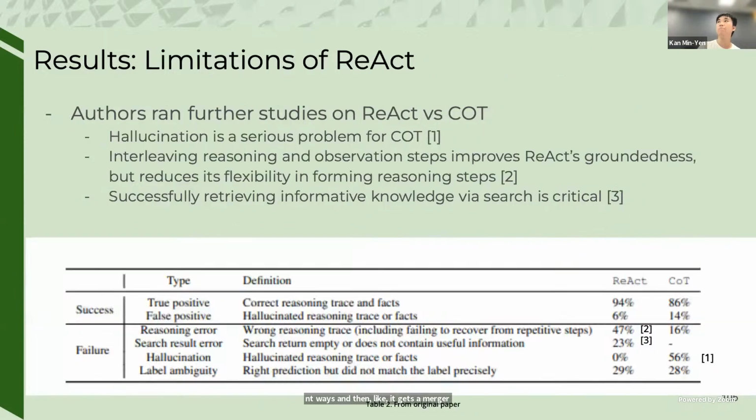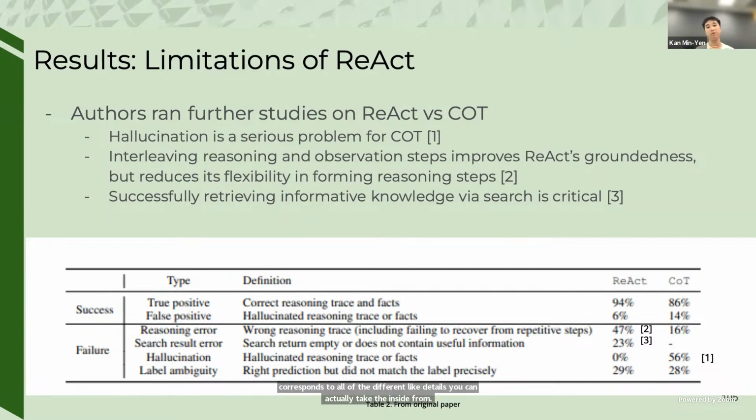So the next thing is more of the limitations of ReAct. The authors ran further studies on ReAct versus chain of thought. And they found out that hallucination is a serious problem for chain of thought. And over here, I've actually marked down the results. So you can see my mouse, right? 1, 2, 3 actually correspond to all of the different data you can take the insight from. So the next 2 points are more related to ReAct.